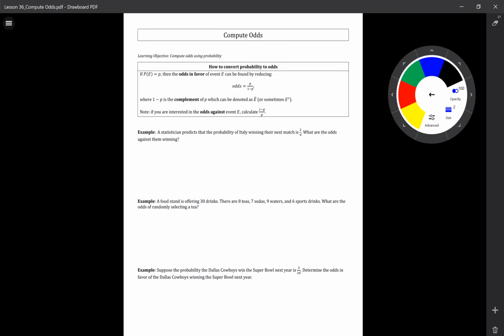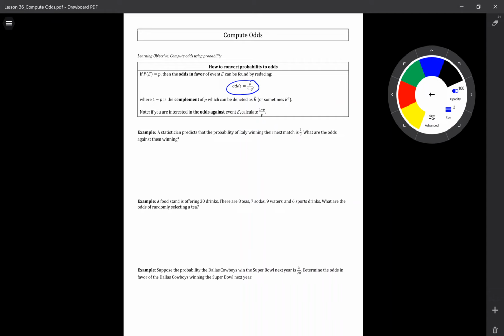All right, so in lesson 36 now, we are talking about computing odds. So we are still talking about probability, but this time instead of permutations or combinations, we are just talking about certain events. So if I call P of E the probability that something happens, then the odds in favor of event E can be found by reducing the following equation. Odds is equal to P divided by 1 minus P. We call 1 minus P the complement of P, which we sometimes denote as E bar or sometimes E complement.